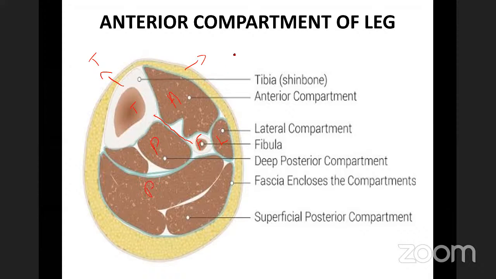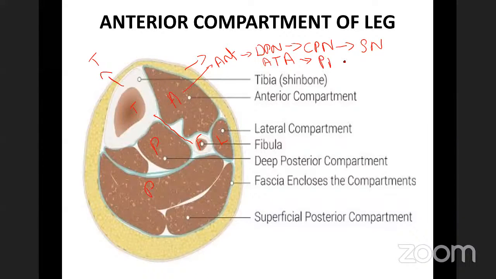First, we will discuss the anterior compartment. This anterior compartment is also called the extensor compartment. The nerve of this compartment is the deep peroneal nerve. The deep peroneal nerve, as you know, is a branch of the common peroneal nerve, which in turn is a branch of the sciatic nerve. The artery of this compartment is the anterior tibial artery. And you all know by now that the anterior tibial artery is a branch of the popliteal artery, which in turn is a continuation of the femoral artery.